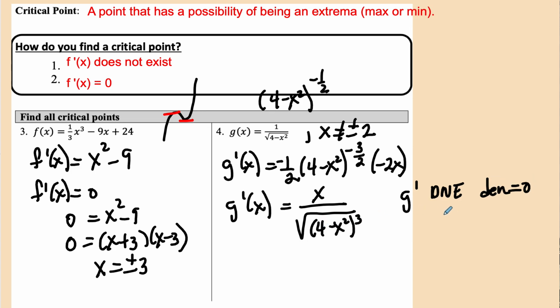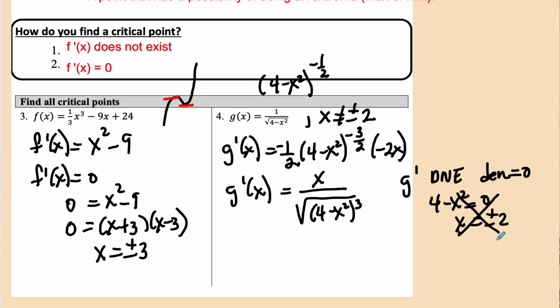The only time the denominator will be equal to 0 is when 4 minus x squared is equal to 0. That's going to happen when x is equal to plus or minus 2. Well, plus or minus 2 wasn't even in the domain. So I don't really need to consider this because these points will not even be part of my domain.